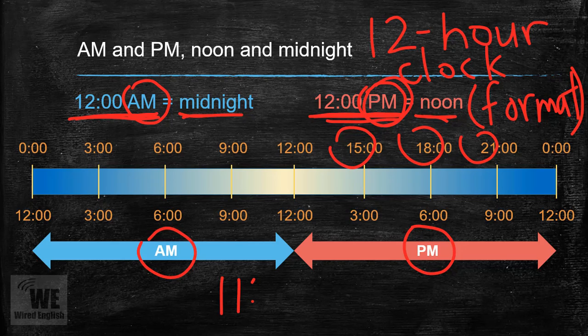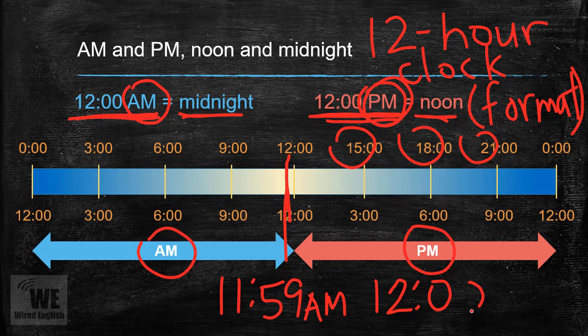So when it's 11:59 a.m. here, 1 minute later, will it become 12 o'clock a.m. or 12 o'clock p.m.? The answer is 12 o'clock p.m. Okay. All right. So I hope this video gives you an idea of how you can ask for time and how you can tell time and differentiate between AM and PM.